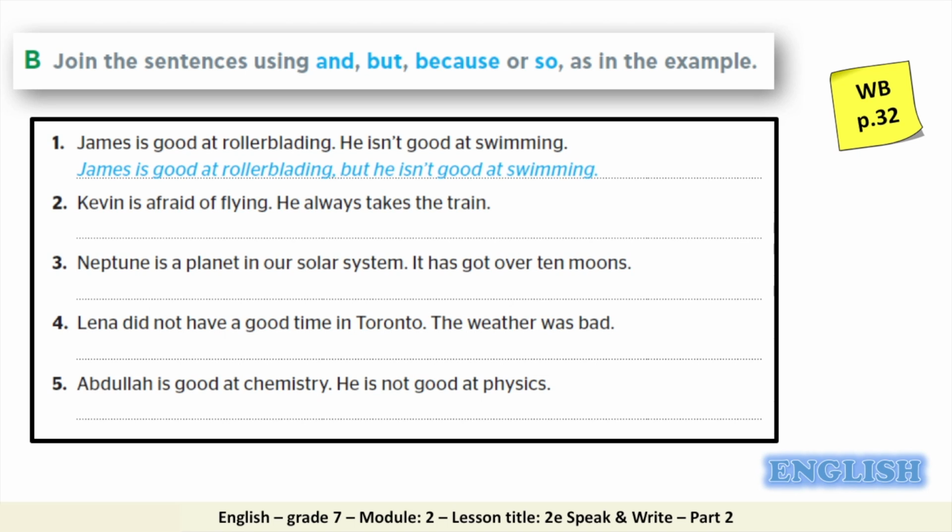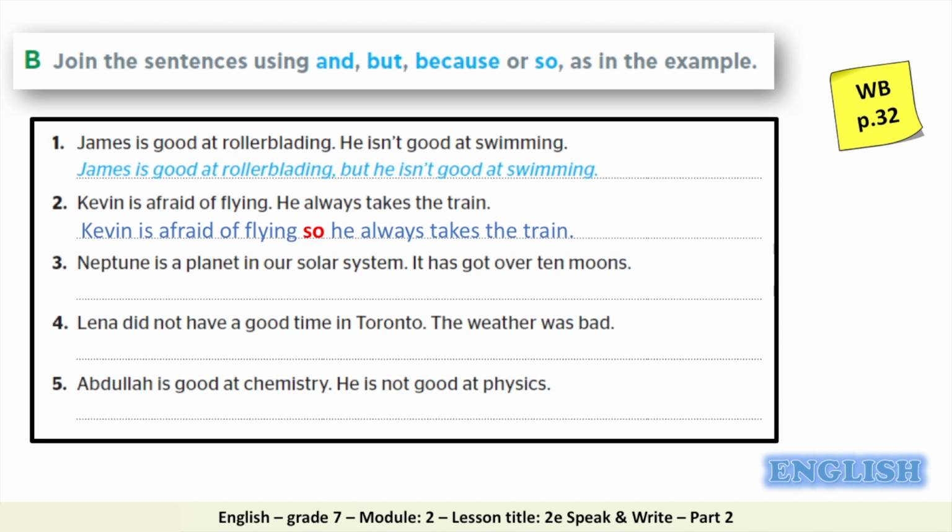Welcome back. Let's check your answers. Number 2, Kevin is afraid of flying. He always takes the train. How can we join these two sentences? Obviously, he always takes the train is the result since Kevin is afraid of flying. So the answer here is Kevin is afraid of flying, so he always takes the train.